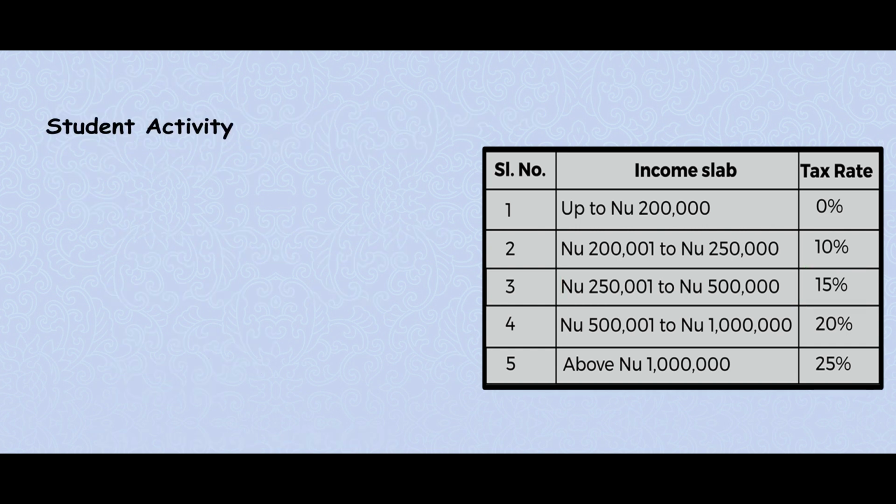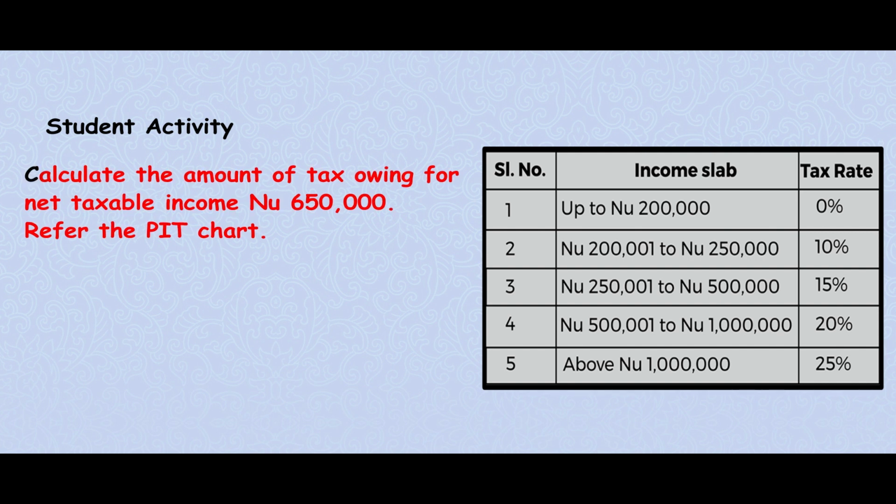Now, I have one question for you. Calculate the amount of tax owing for a net taxable income of Nu 650,000. Referring to the PIT chart, you have to calculate the tax owing for a net taxable income of Nu 650,000. The steps are as we have solved in the example.